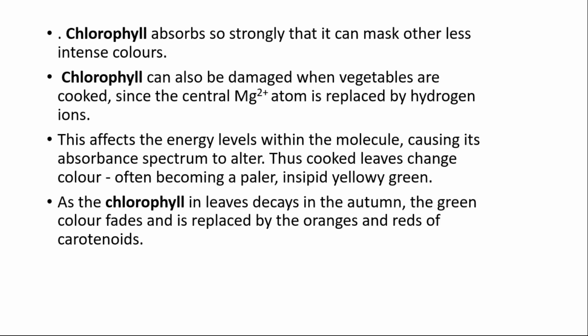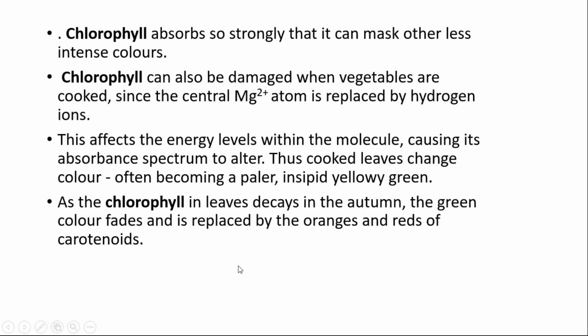Chlorophyll can be damaged when you heat or cook vegetables, and you will see that the green color of chlorophyll disappears. The magnesium atom in the chlorophyll is replaced by a proton from water, and that is why you see the green color disappearing. This affects the energy levels within the molecule, causing its absorption spectra to alter. The cooked leaves change color, often becoming paler, insipidly yellow-green, or sometimes even brown.